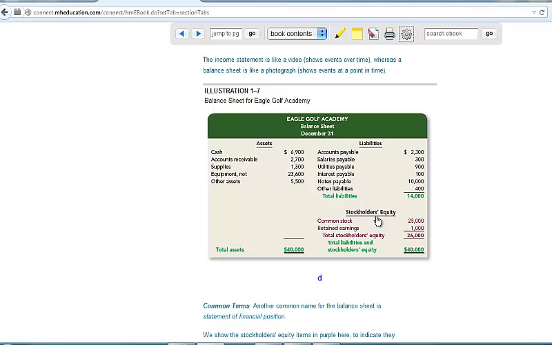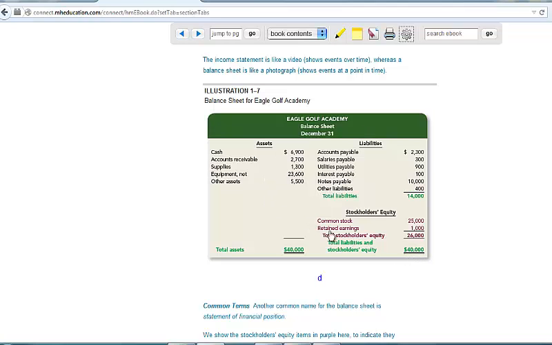Next, we complete our stockholders' equity section, which is the common stock and retained earnings. And see these numbers here, they're brought down from your statement of stockholders' equity. So then when I add my $26,000 stockholders' equity to my $14,000 total liabilities, I get $40,000.